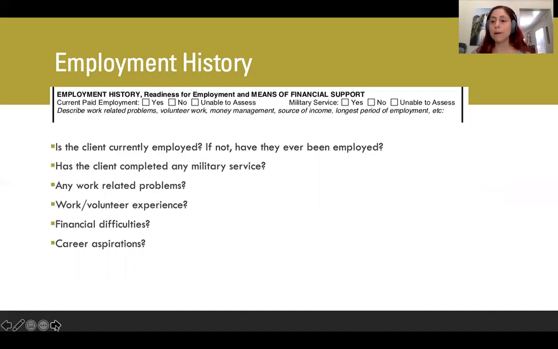So even though I wrote about the client wanting to be an influencer in my education history because it was relevant there, I could elaborate more on that here. What exactly does that look like? When did the client develop that career aspiration? How does that aspiration motivate the client? All of that would be useful information. And don't forget the check boxes here. So are they currently employed? Yes, no, unable to assess, and then military service, yes, no.